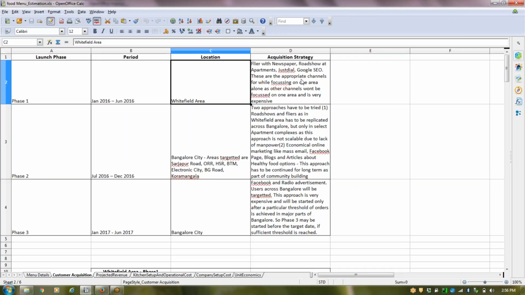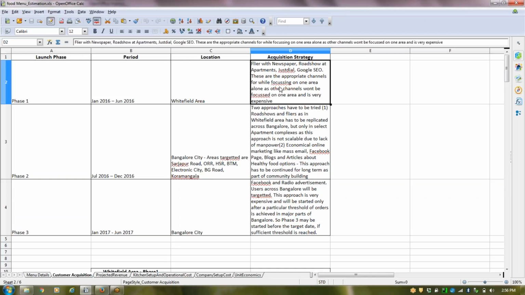Now, when they target Whitefield, what is the acquisition strategy that they are indicating over here? Then they are targeting multiple areas beyond Whitefield within Bangalore city in the next phase. And in the final phase, they are rolling out across Bangalore city. So these are the 3 phases that they have demarcated. Now we need to see what is the acquisition strategy that they have put forward in each of these phases.